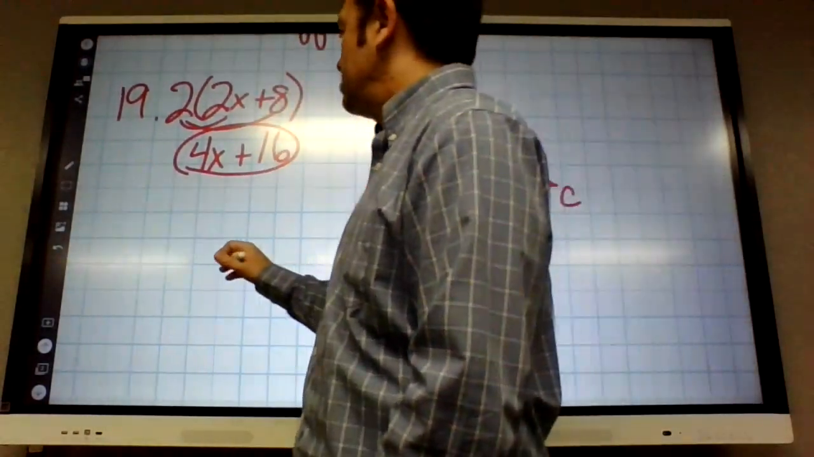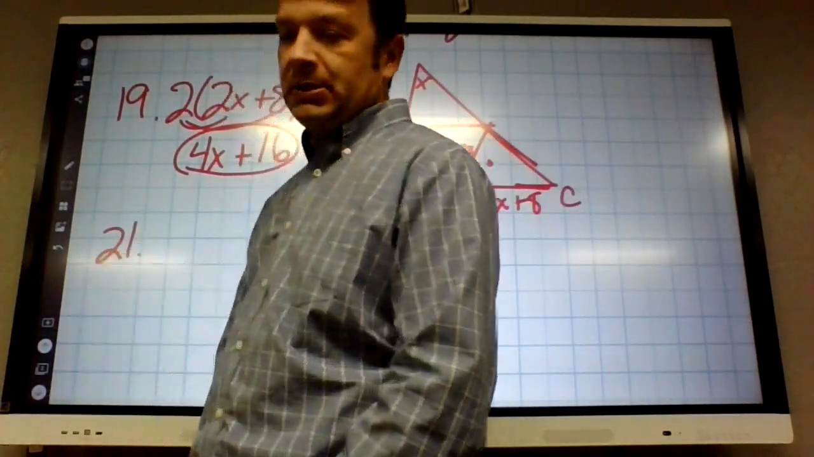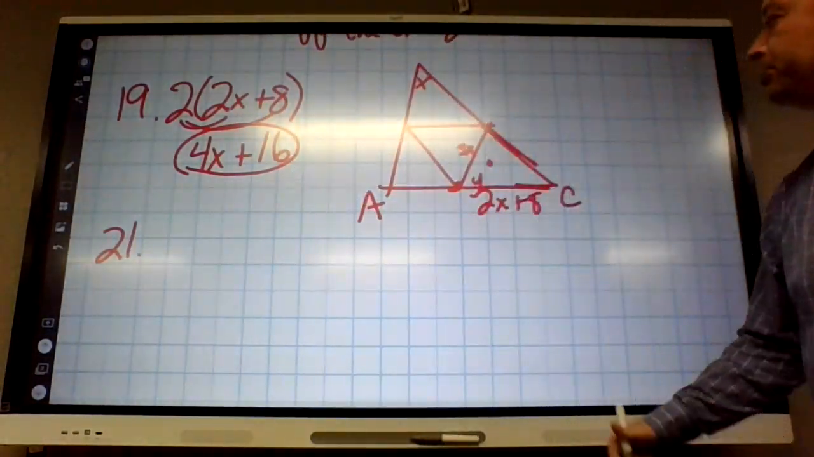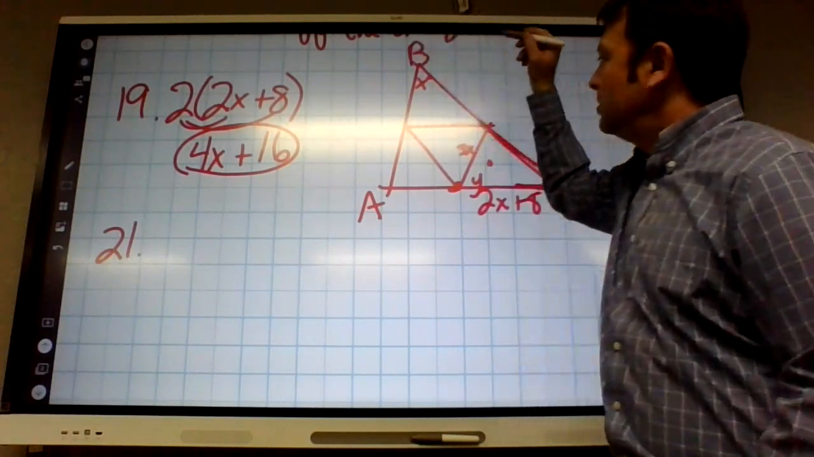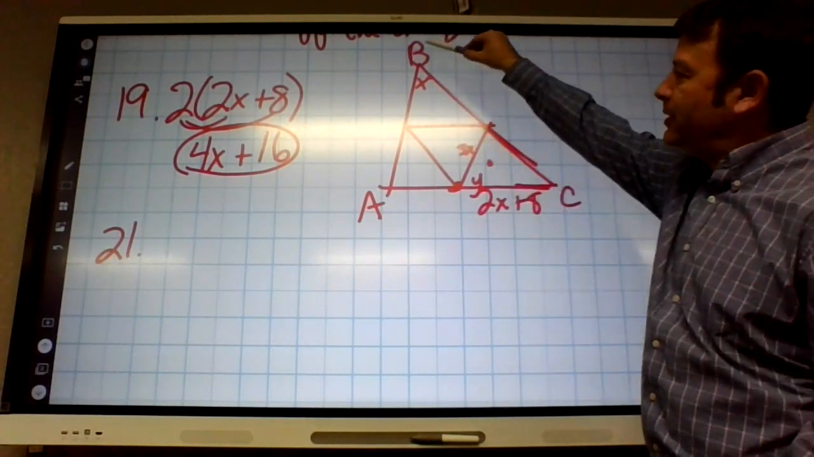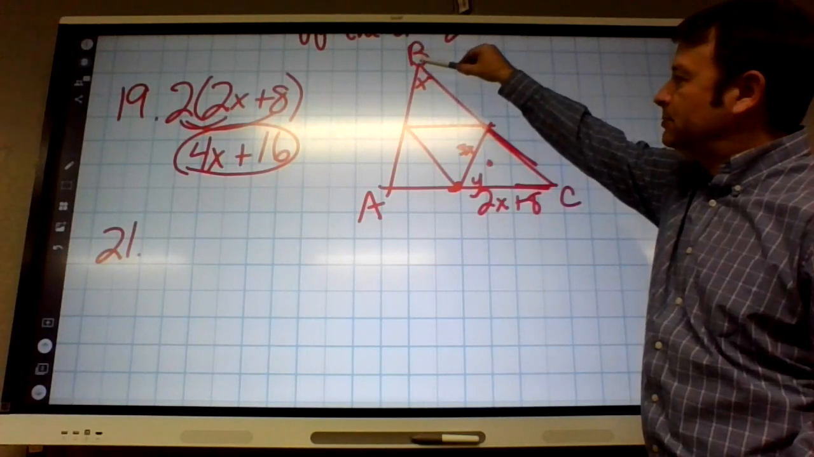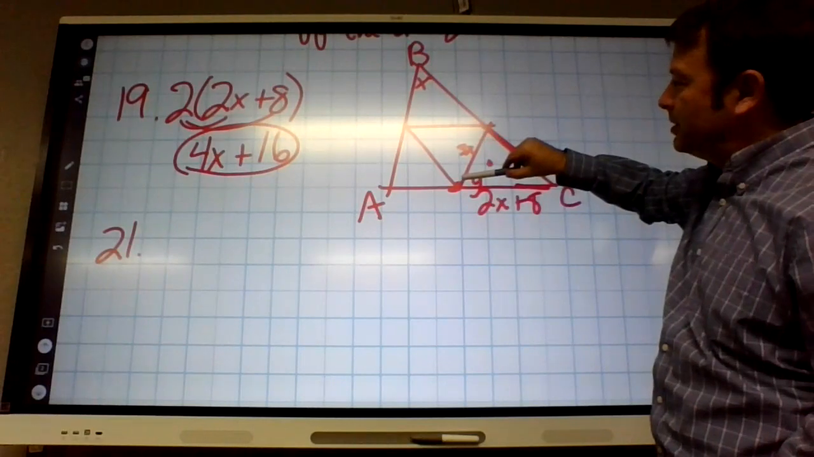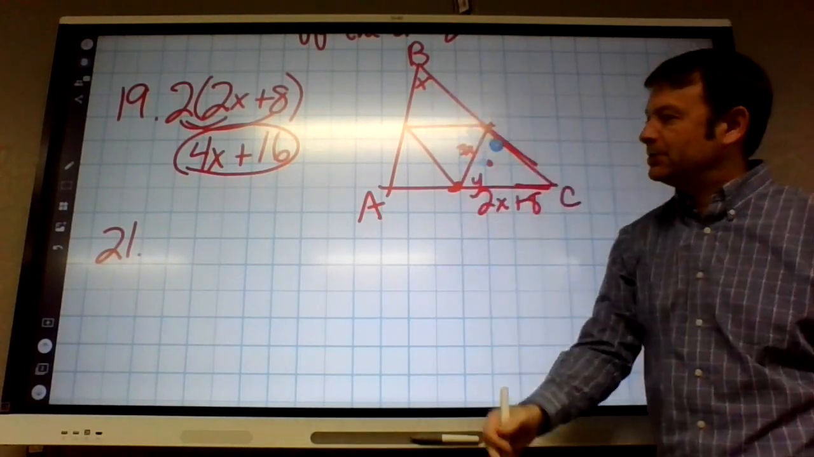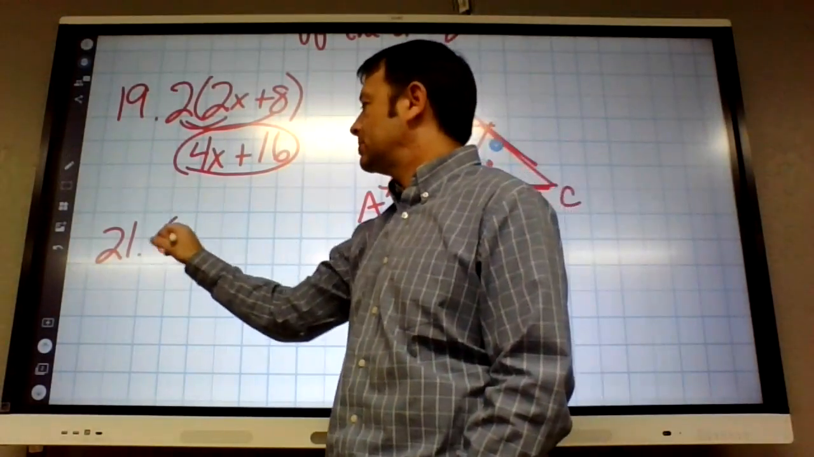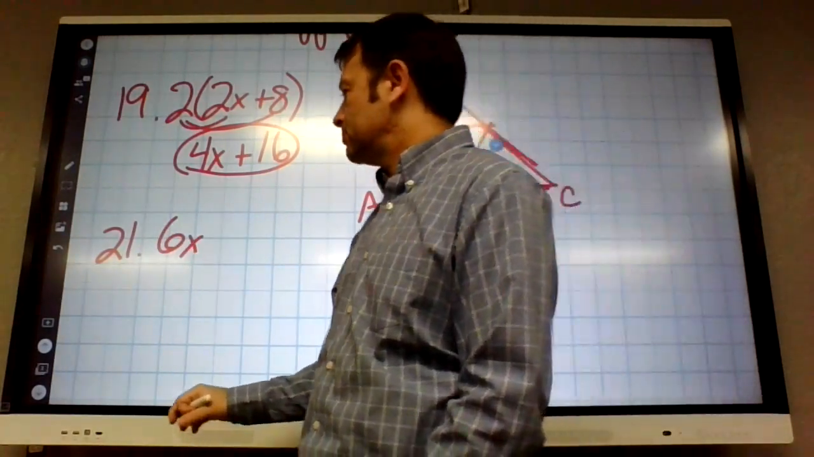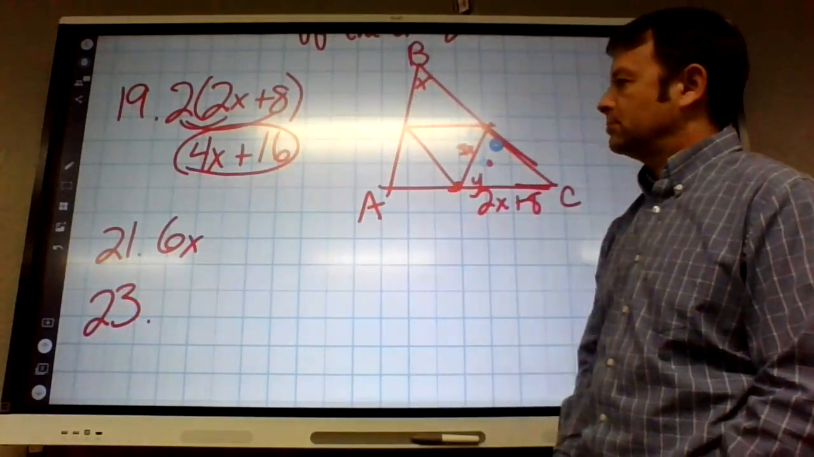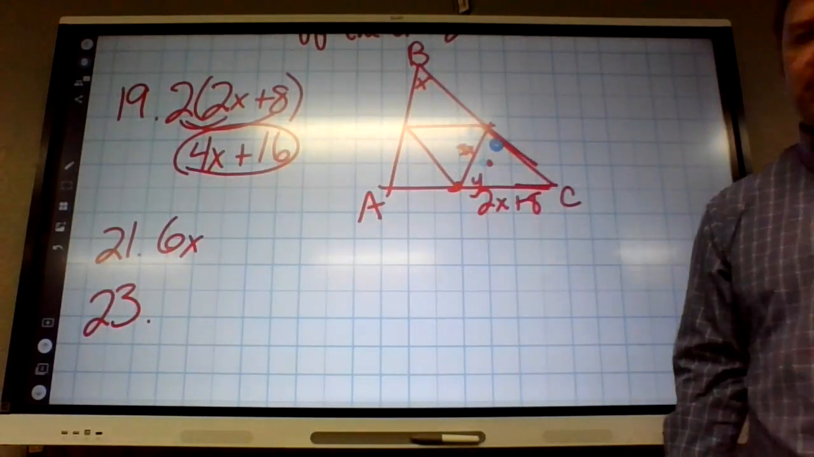Okay, 21 says the length of AB. How would I find the length of AB? 3x times 2 is 6x. Yeah, I get it.